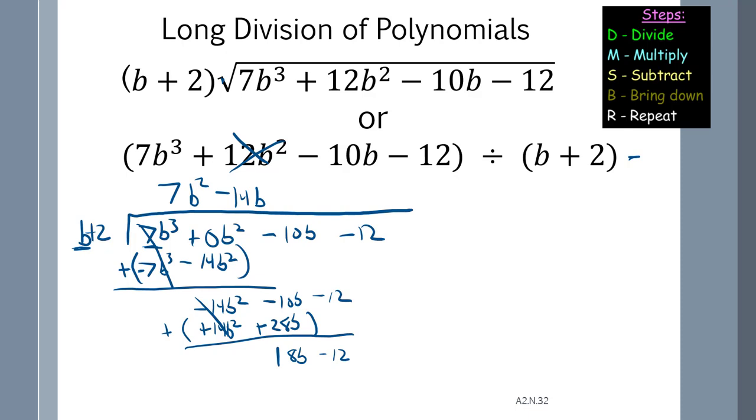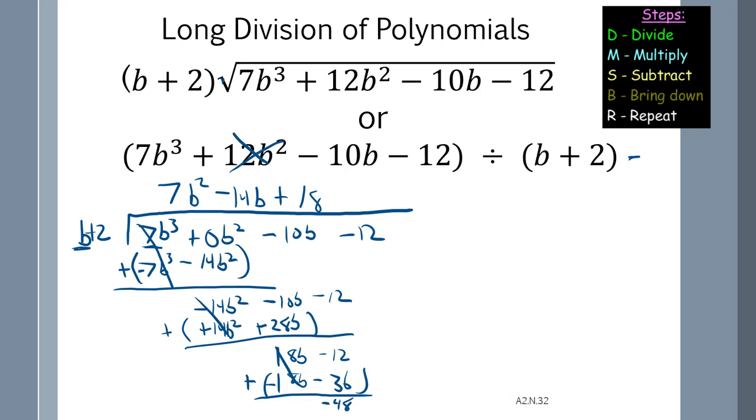So then b will go into 18b 18 times. We don't need to add anything else with that 18, because 18 times b will give you 18b. And then 18 times 2 will give you 36. If we subtract this, this turns positive, this turns negative on that one, and this one turns negative as well. So these guys go away, and we're left with negative 12 minus 36, so minus 48.